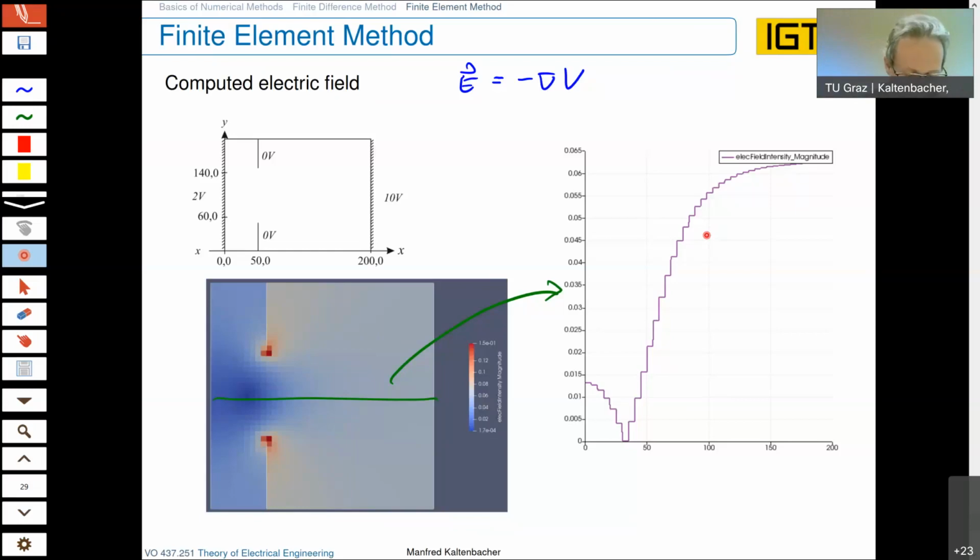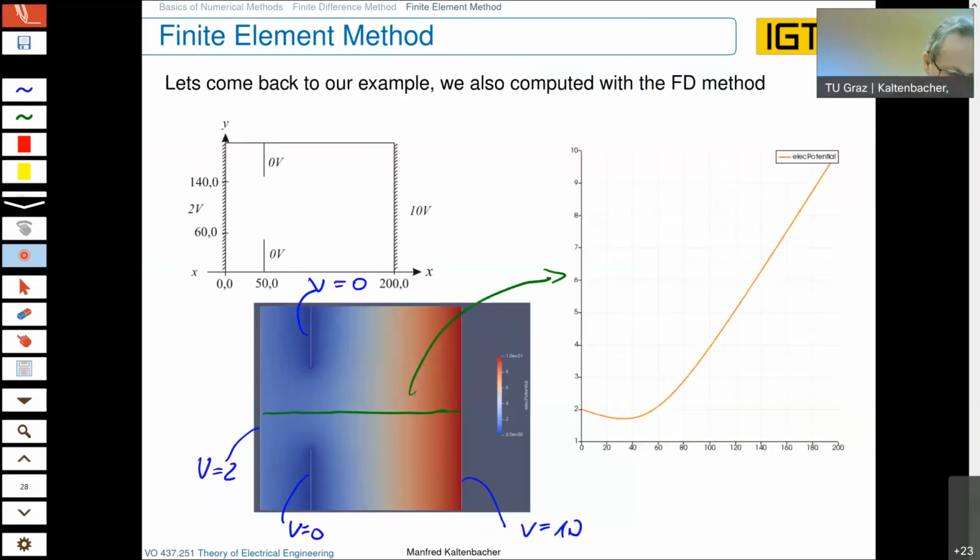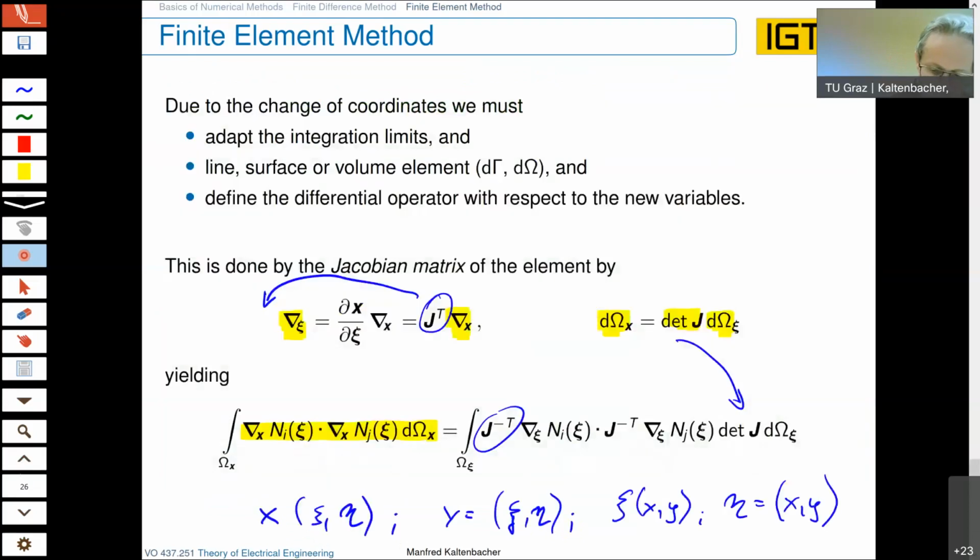So the main point, as I have told you, is this mapping. And this Jacobian that we have here takes time to be evaluated, and that's why, in general, the finite element method will not be as fast as the finite difference method. But don't forget, you can discretize any geometry, at least with tetrahedra in 3D, which is not possible with the finite difference method.